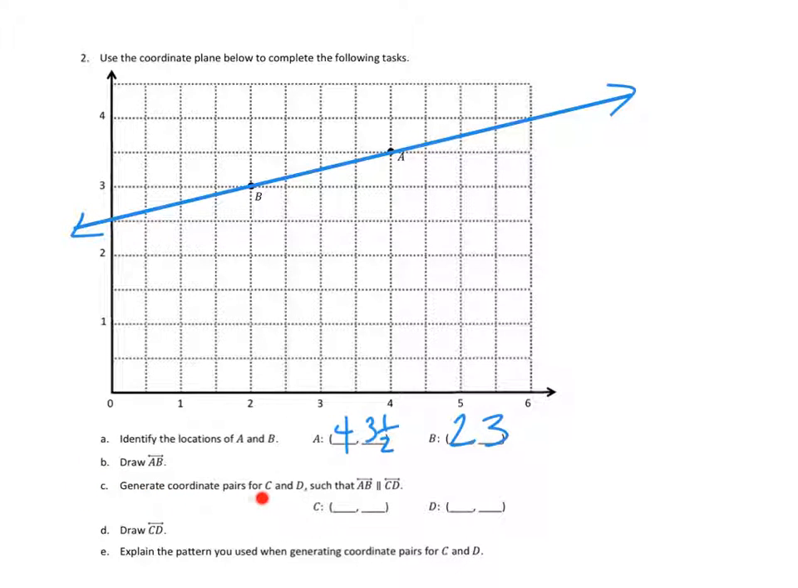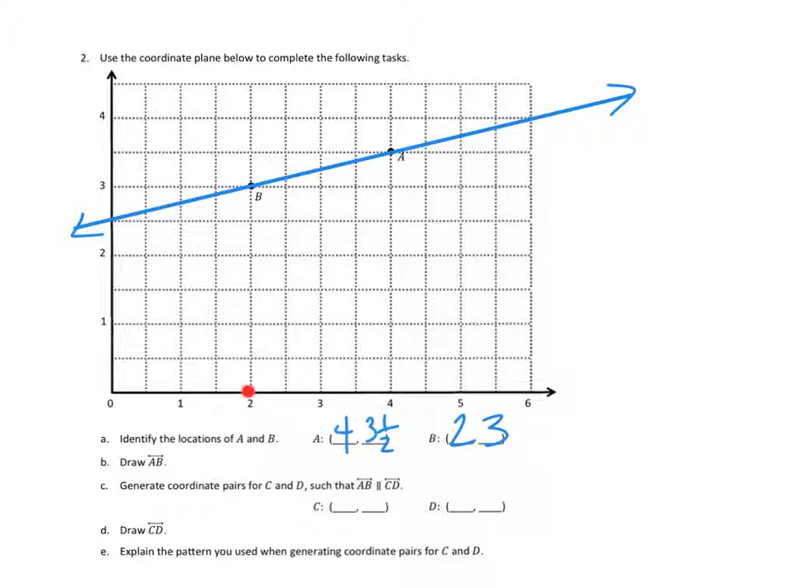Let's see what's next. Part C. Generate coordinate pairs for C and D such that line AB, in this symbol, oh, this is parallel to, so AB is parallel to CD. So we have to have some line here or here that is parallel to AB. I don't want to confuse the two, so I'm going to pick red, and I'm going to pick a point maybe down here, because I want a point that I can match up with B, and I can match up a point with A.